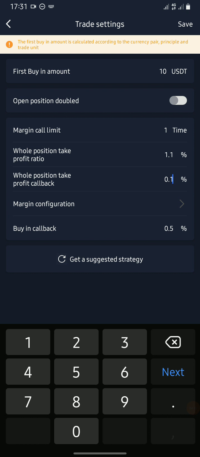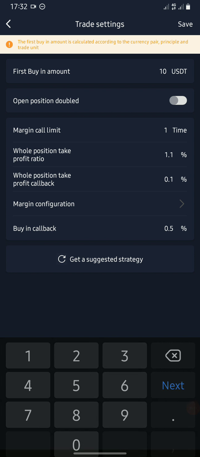Then open position double, I don't want to use that because that is actually for people with huge amounts. If you have a bigger amount you want to trade with, let's say $500, $1,000, you can decide to use that. But that simply means that immediately I enter the market with my first buying amount, it will buy two of these. Instead of just $10, it will buy $20. That's just the meaning. So let's go to my margin configuration.